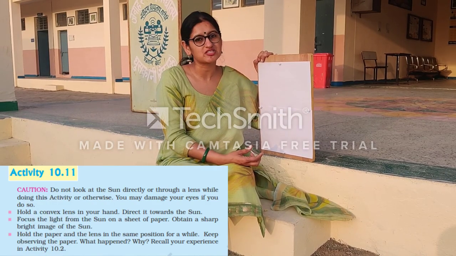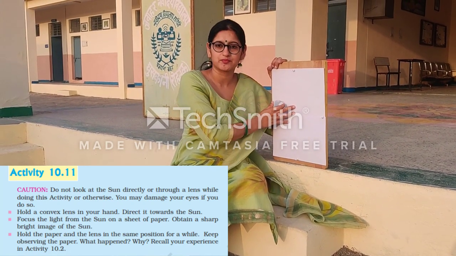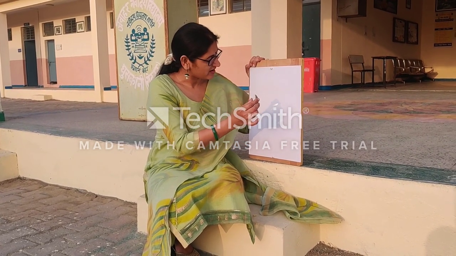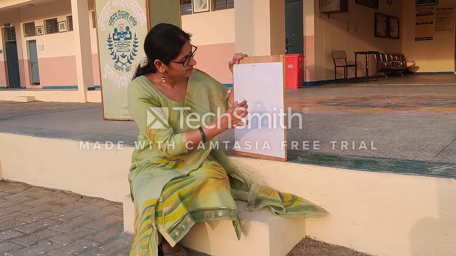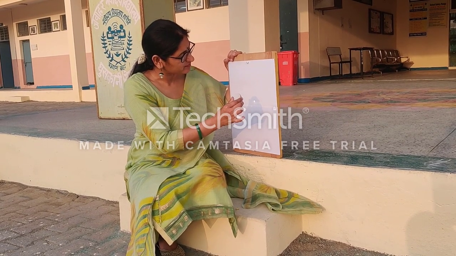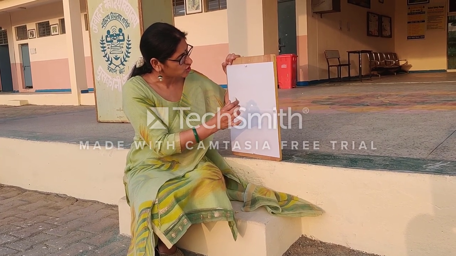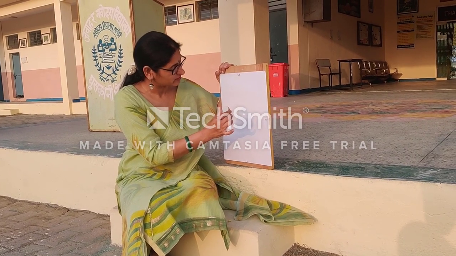Students, in our next activity, we have a convex lens and a white sheet. Again, we converge the light from the sun on this paper, and when we put the lens in such a position, we will observe a bright point-sized spot on the paper. What will we observe if we concentrate the sunlight on the paper for 10 to 15 minutes?